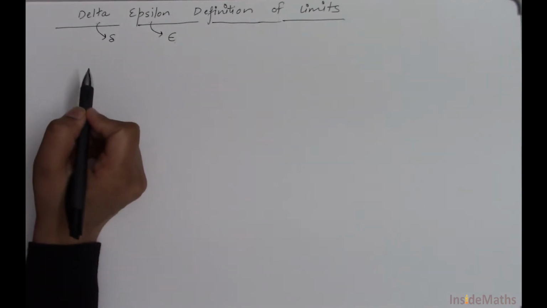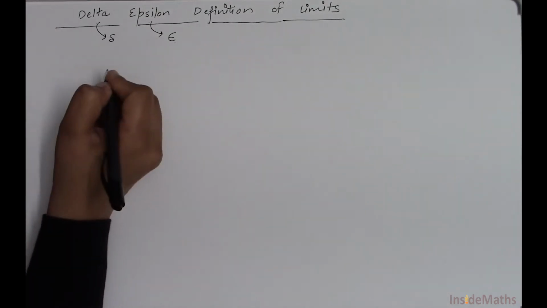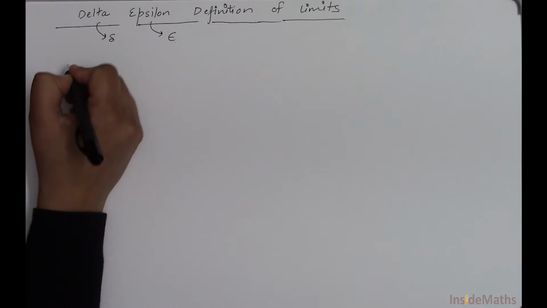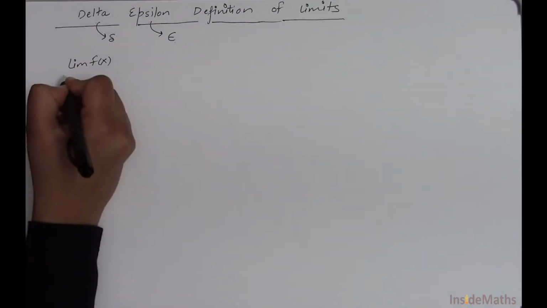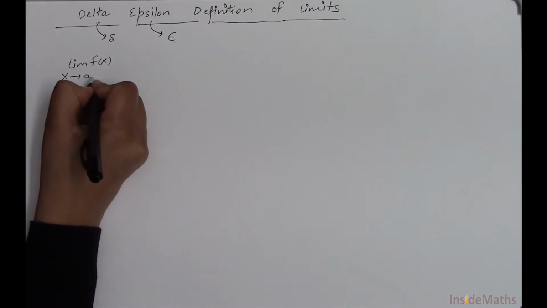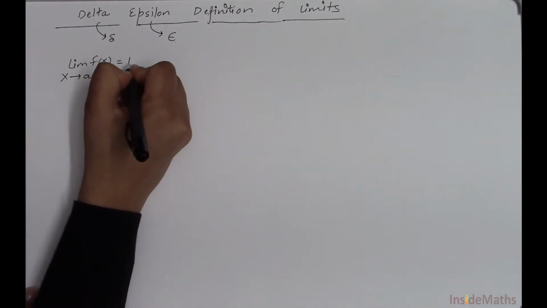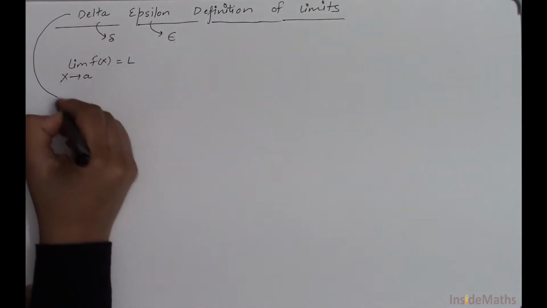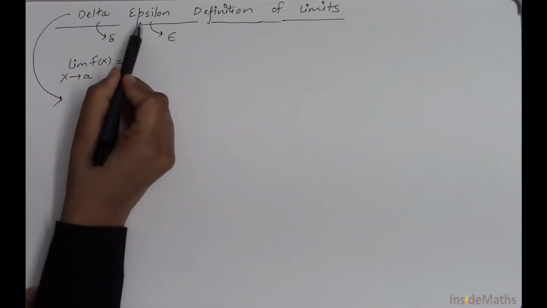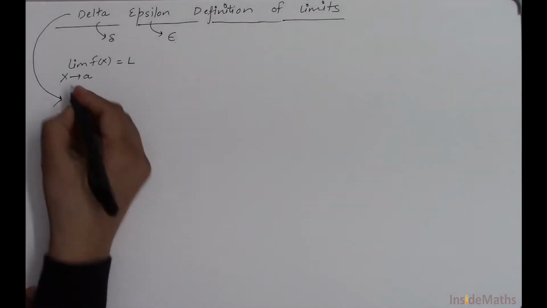Now, if the limit of a function exists, then the basic way to write it is limit f of x when x is approaching a is equal to L. Now, how do we write it in delta epsilon definition?